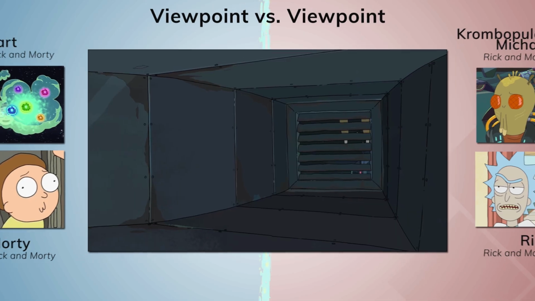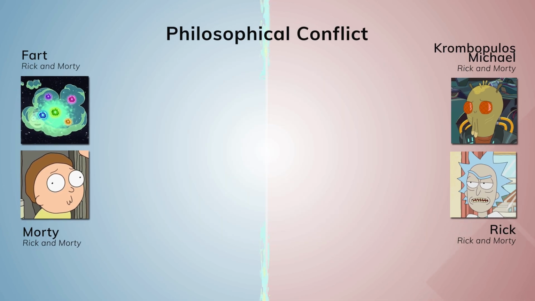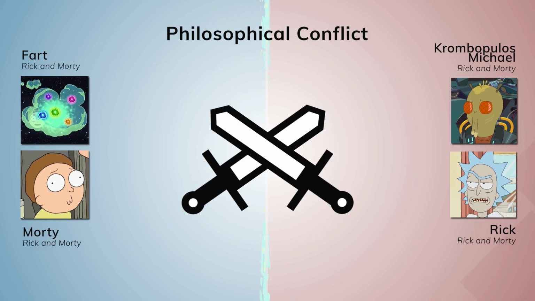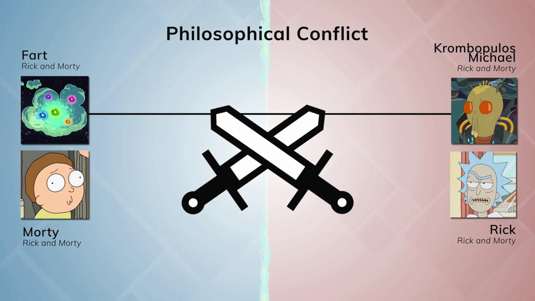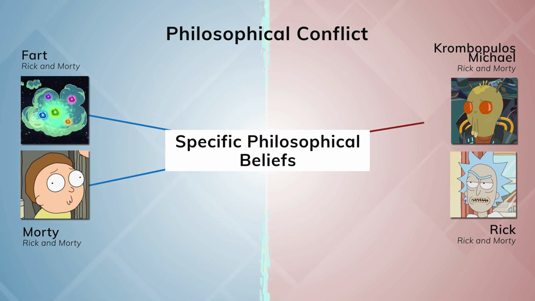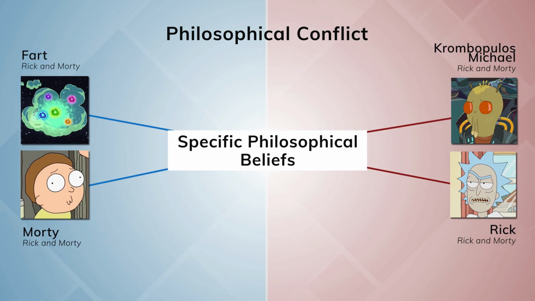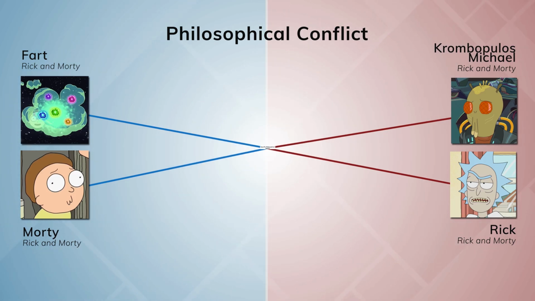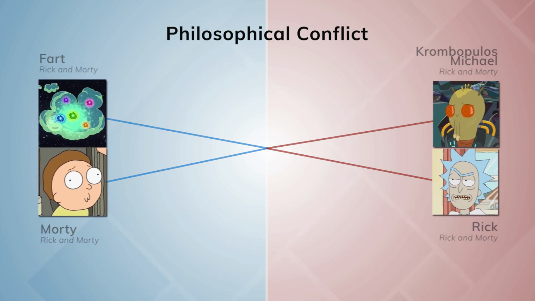K. Michael and Fart are characters that are important, but secondary in regards to the philosophical conflict. Rick and Morty are the two who are opposing each other philosophically. K. Michael and Fart become elements of that philosophical conflict playing out. So when you're building your characters, attach specific philosophical beliefs to them that will define who your characters are as people, and will also define their actions, placing them in conflict with the other characters around them.